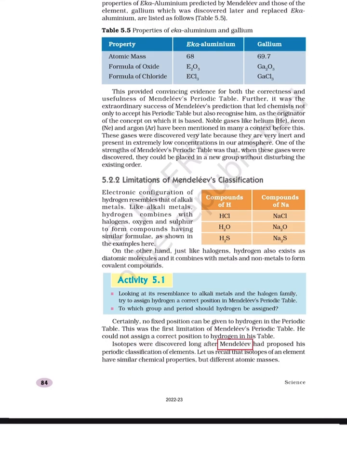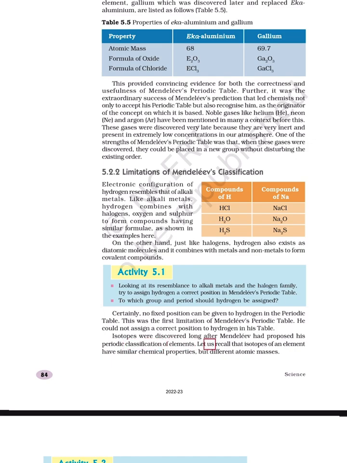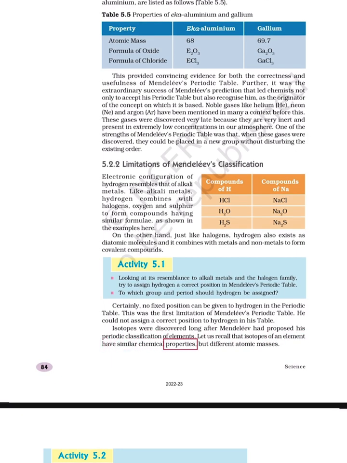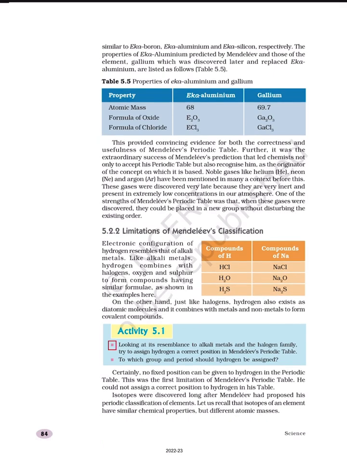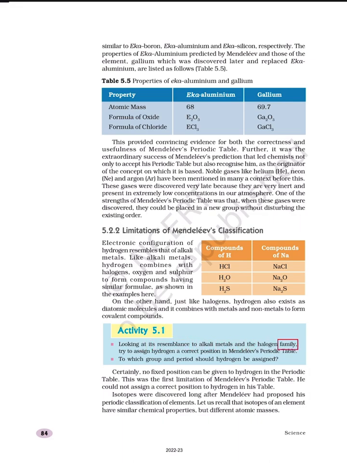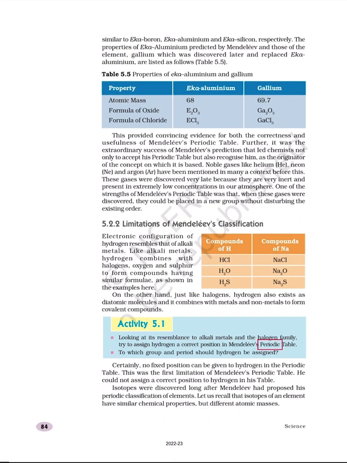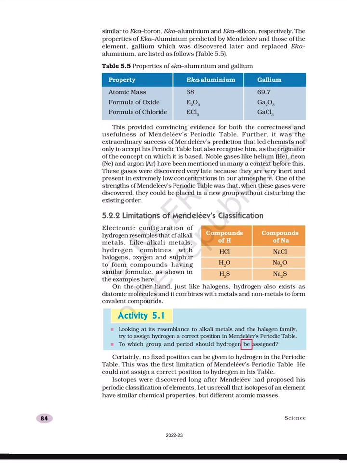Isotopes were discovered long after Mendeleev had proposed his periodic classification of elements. Let us recall that isotopes of an element have similar chemical properties, but different atomic masses. Property: eka aluminium, gallium. Atomic mass 68, 69.7. Formula of oxide E2O3, Ga2O3. Formula of chloride ECl3, GaCl3. Compounds of H: HCl, H2O, H2S. Compounds of Na: NaCl, Na2O, Na2S. Looking at its resemblance to alkali metals and the halogen family, try to assign hydrogen a correct position in Mendeleev's periodic table. To which group and period should hydrogen be assigned?